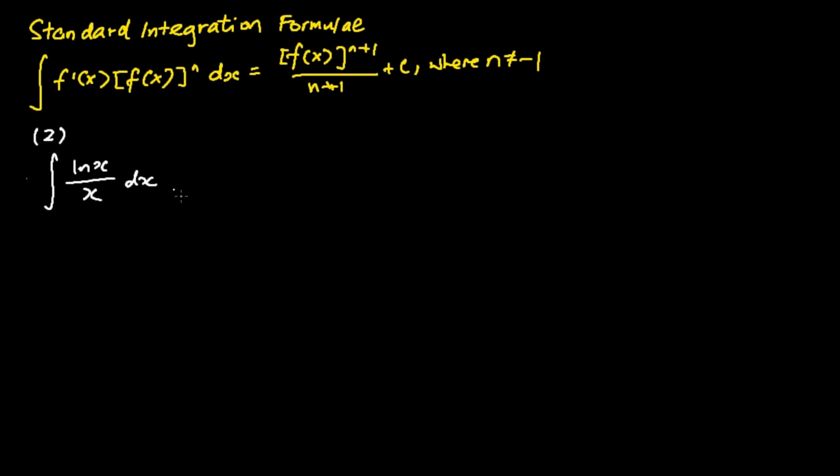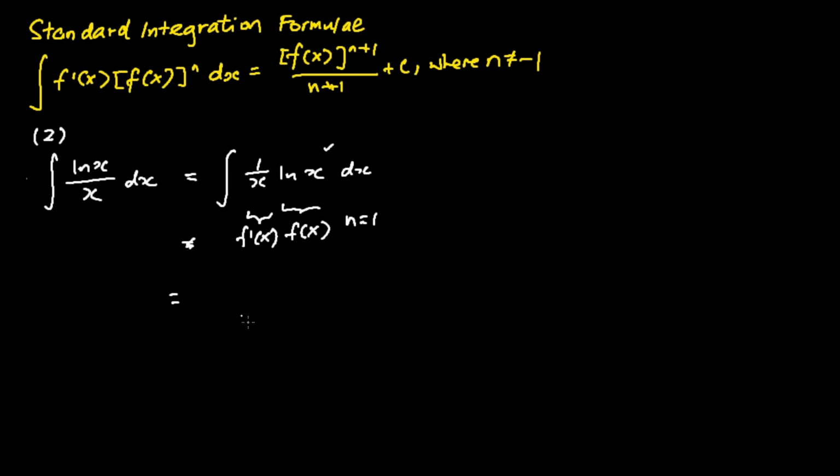Now we move on to the next problem. We have the integration of ln x over x dx. The very first thing I'm going to do is restructure this particular problem again into the integration of 1 over x times ln x dx, so that it is easier to see what is my f(x), f prime x, and n. In this case my f(x) is ln x, and the differentiation of ln x is 1 over x, so this is basically just f prime x, and my n is equal to 1 because the power of ln x is just 1.